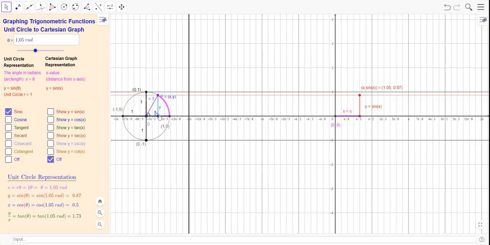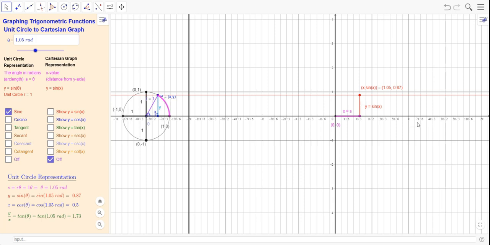Now let's think about this. Over here in this picture, remember sine is just y over r. R is 1, so the y is the sine. So on the unit circle picture, y is the sine of the angle. But over here on this picture, we want to graph y equals sine of x. So y is the sine of x. So the y here on the right is the y here on the left.